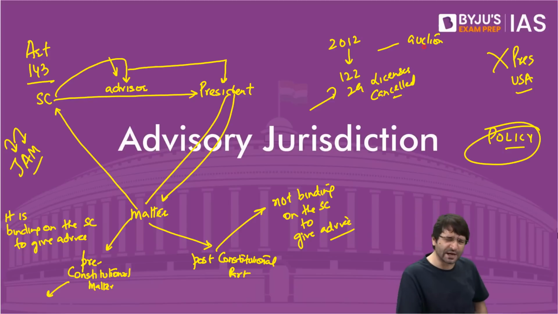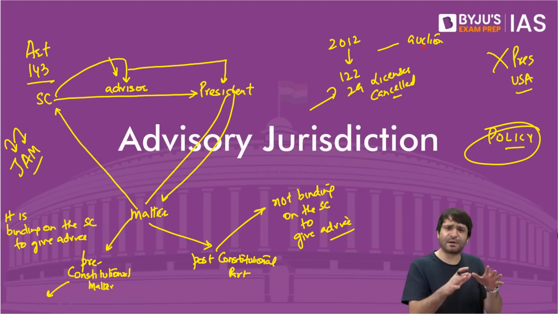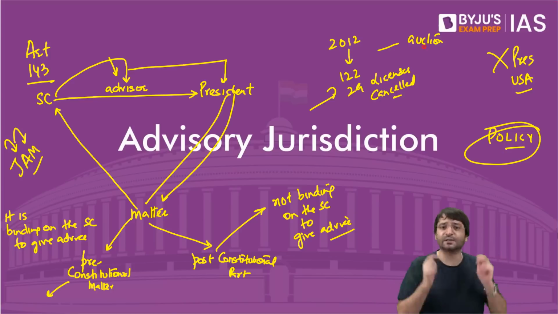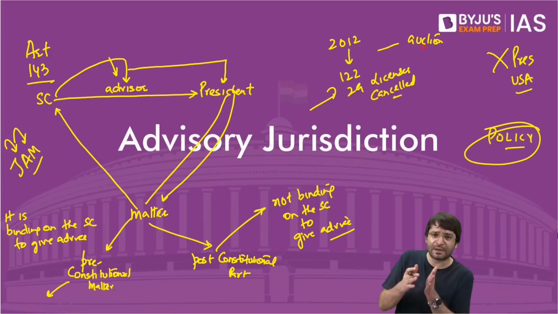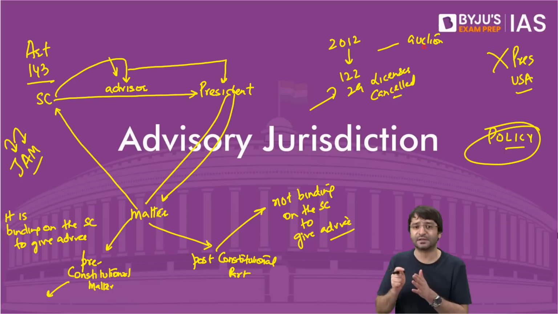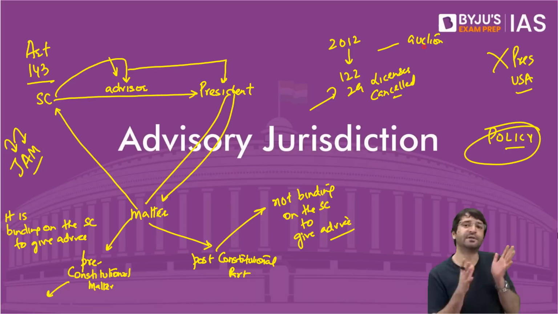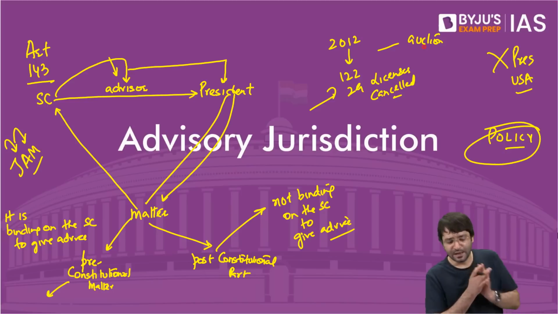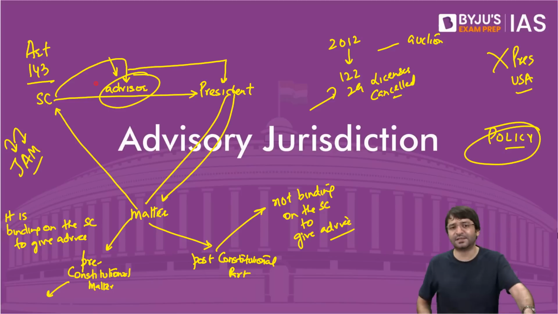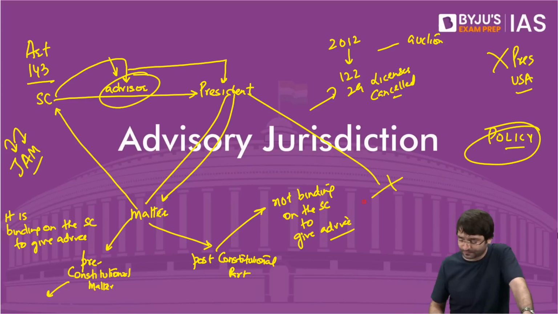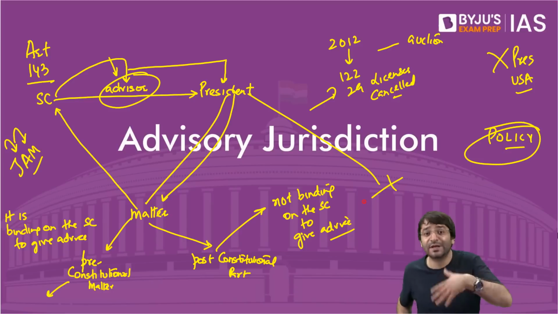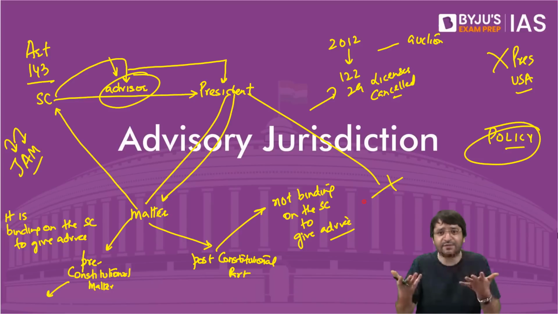Whether the Supreme Court was right in saying this or not, but this is the power of the Supreme Court, advisory jurisdiction. It can advise the president on any matter. If it's a pre-constitutional matter, it is binding on the Supreme Court to give that advice. If it's a post-constitutional matter, the Supreme Court may or may not give its advice. But whatever advice is given, is it binding on the president? No. Why? Because it's only an advice, as the name suggests. But technically, it becomes binding.